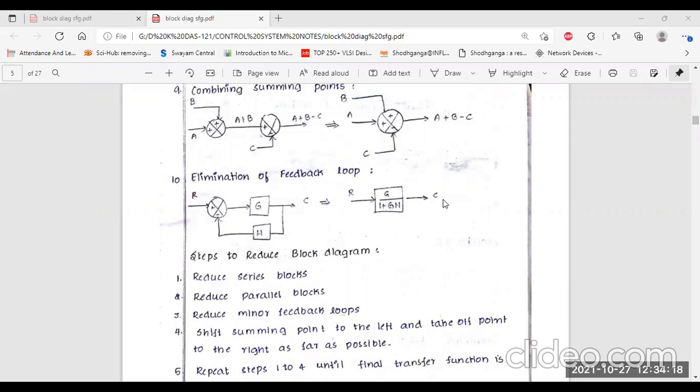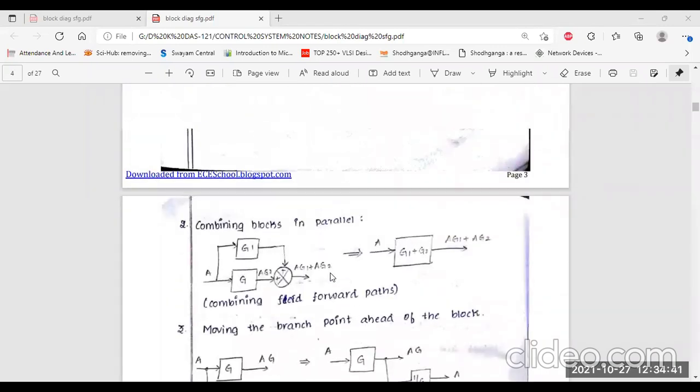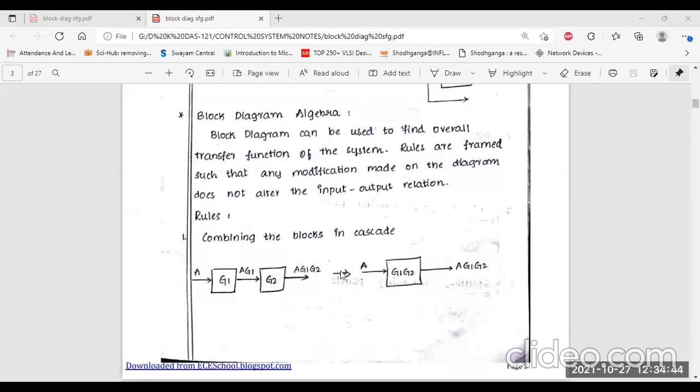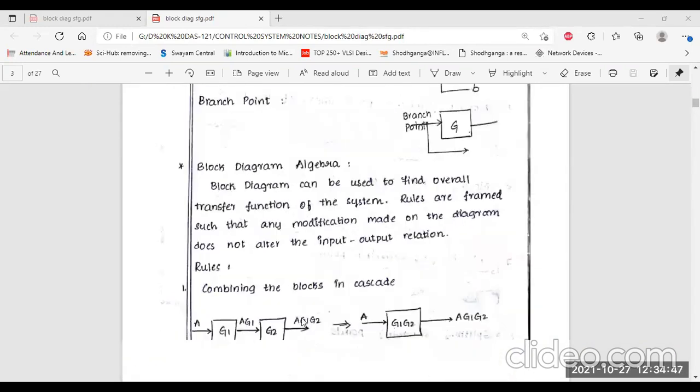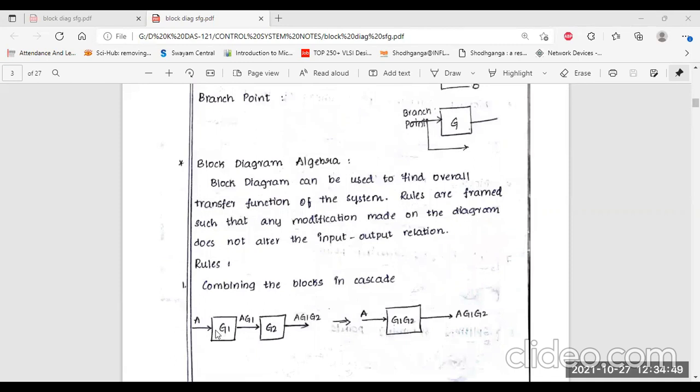Now we conclude these rules step by step, to reduce the block diagram. First, you have to reduce the series blocks, that means we apply the first rule. I am repeating once again: this is a series block, and this is the basic process of applying it. We reduce these types of equations. This is the series connection.